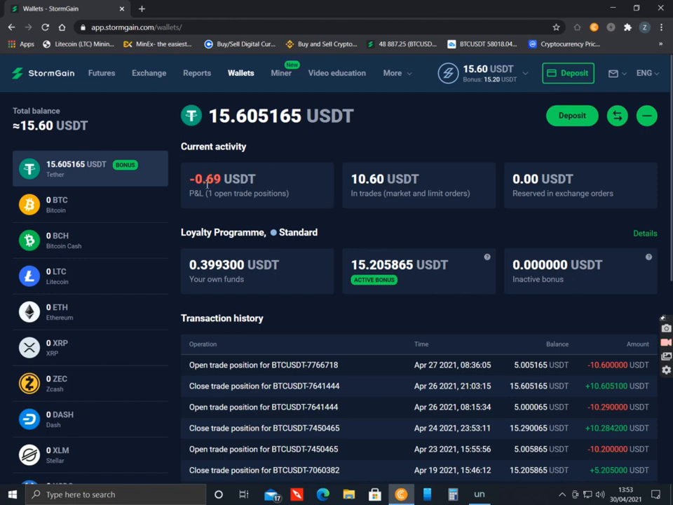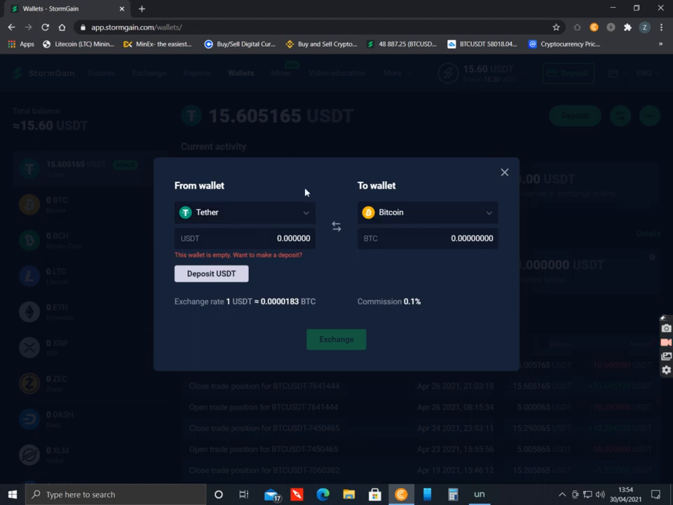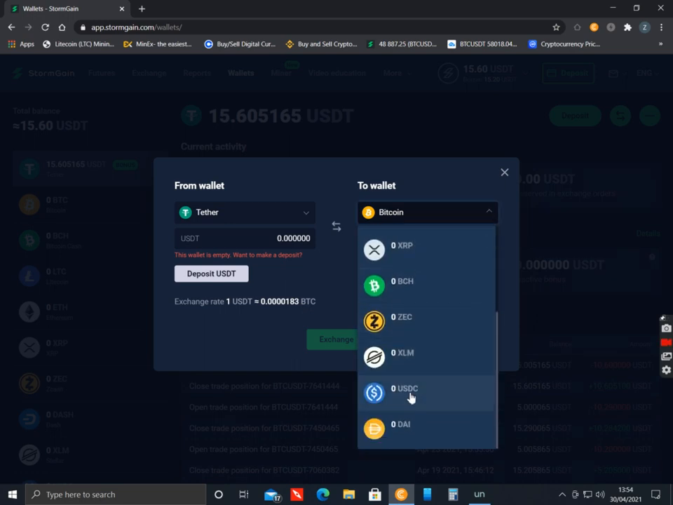So for example, this trade I'm in at the minute is in the negative, but if this trade was to go up to like 5 USDT and I withdrew that, it would go into my wallet, and I would be able to withdraw that 5. Hopefully you guys understand what I'm saying with that. But yeah, that's basically how you can swap from one wallet to another. Obviously you'd have your USDT and then you can swap it to any of these here.